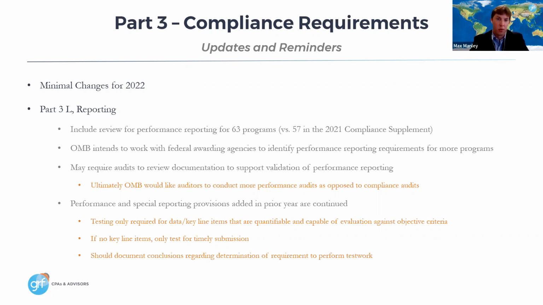For now, if your program does require testing of performance reporting, you only have to perform detailed testing if there's what they are calling key line items that are quantifiable and capable of evaluation against objective criteria. An example might be reaching a target number of beneficiaries. If an organization reports that they have provided assistance to 500 beneficiaries, then they should have documentation to substantiate that those beneficiaries were in fact reached.